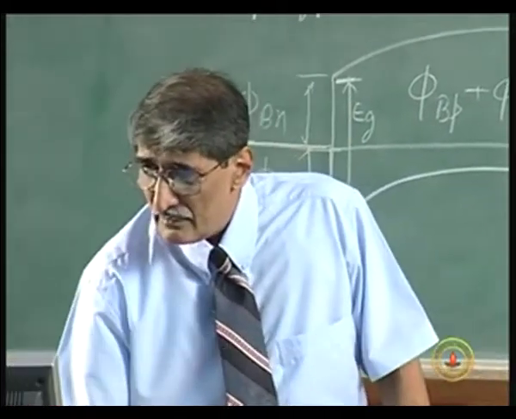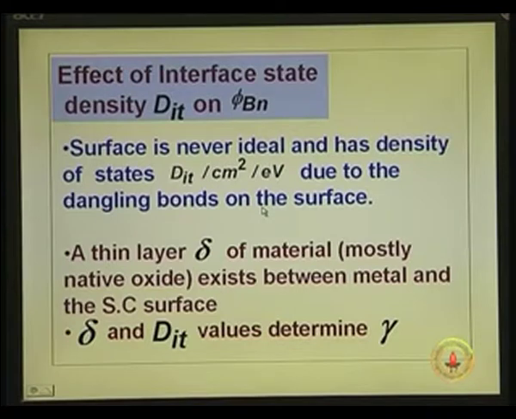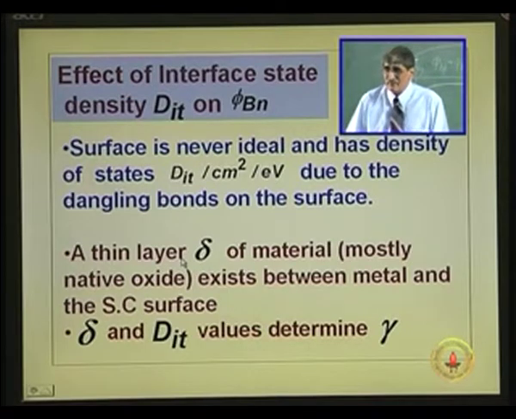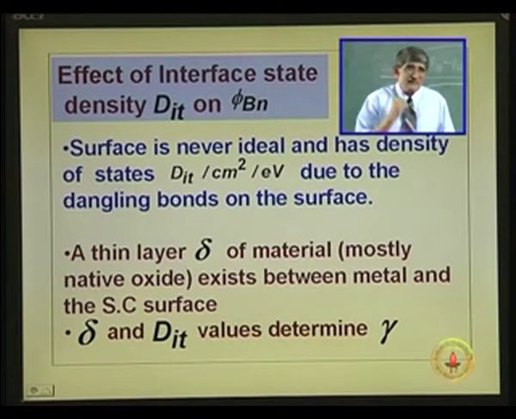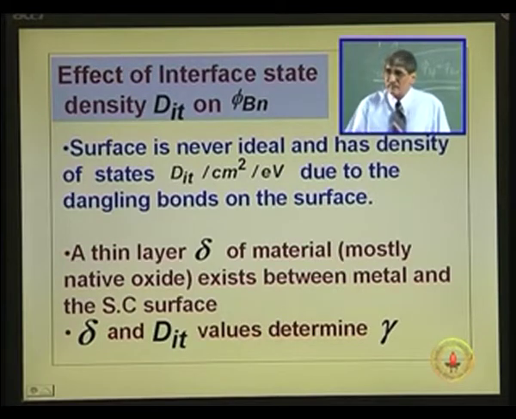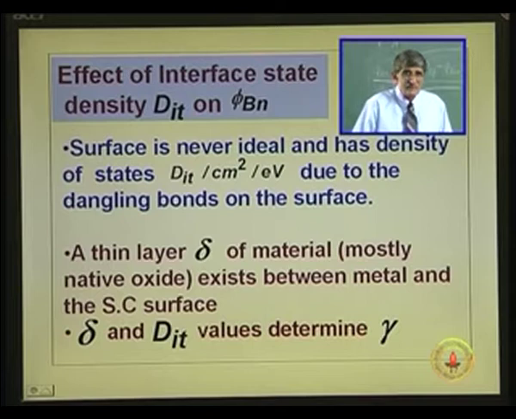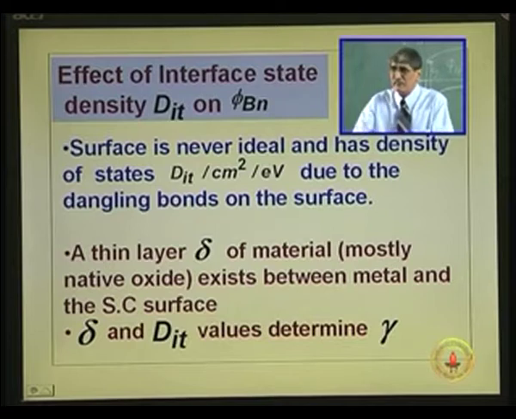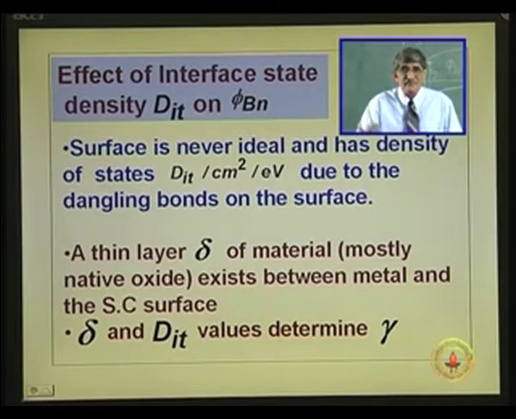Okay, so, due to the dangling bonds on the surface, this interface state density is there. That is one deviation from the ideality. Other deviation is, however much you struggle, there will always be a very thin layer, 5 angstroms, 10 angstroms. It could be a gap that is present when you put the metal, or a dielectric material which has resulted from the native oxide that is present. Whatever you do, there will be a thin layer, unless you forcefully remove the oxide in vacuum itself and quickly put the metal, then there is a chance that delta is 0.